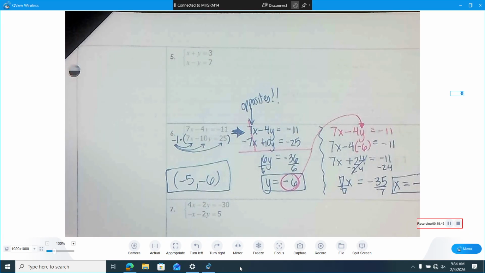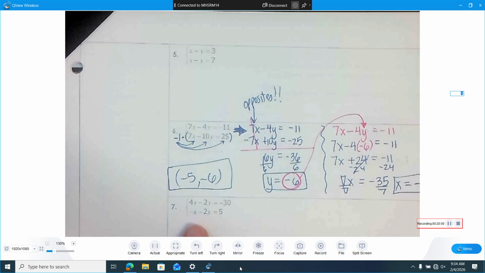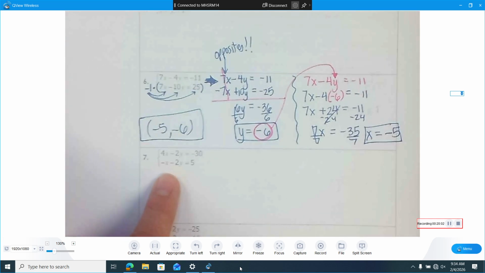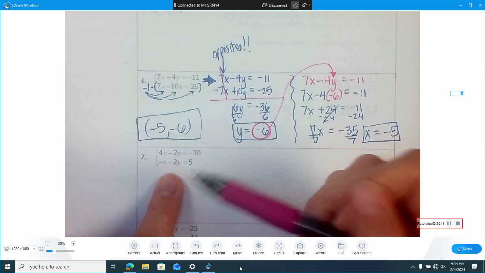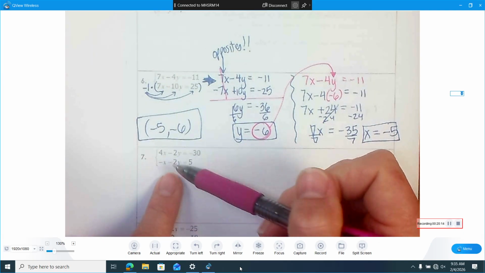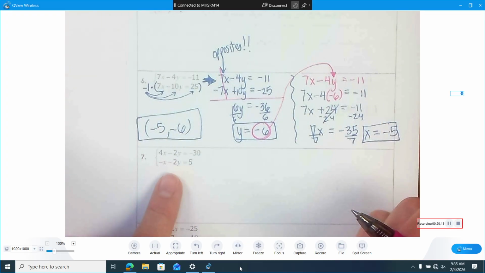Are we done? Let's just do one more here. Let's do number 7. Number 7, is everything stacked up good? Yeah? All right. X's, Y's equals numbers. Good. Do we have opposites? No, we do not. We have negative 2y and a negative 2y. Those are not opposites. So what do we need to do?